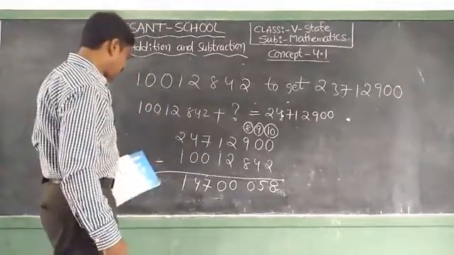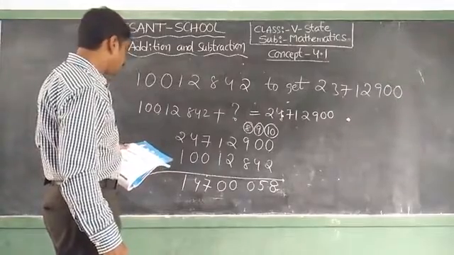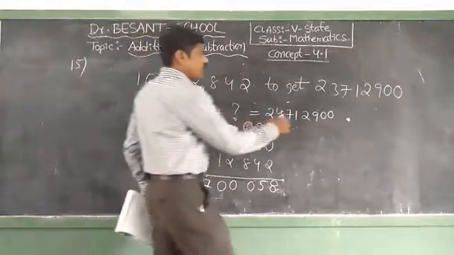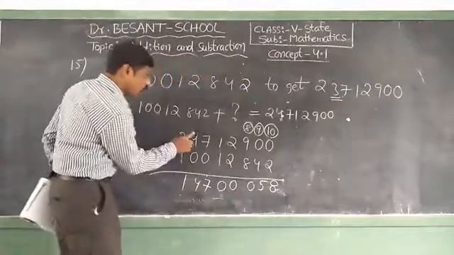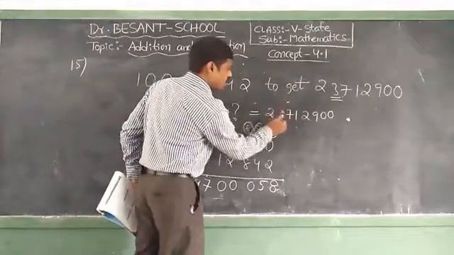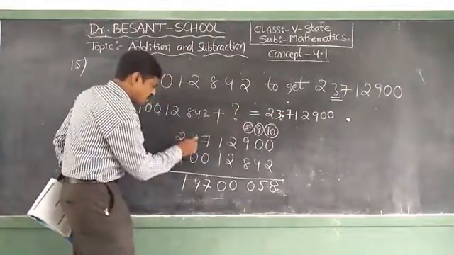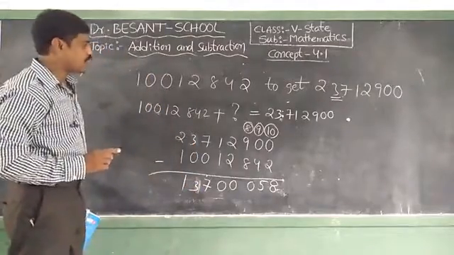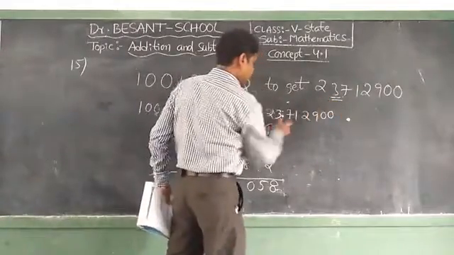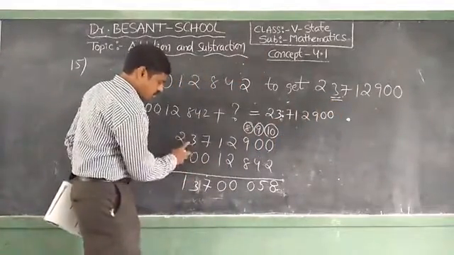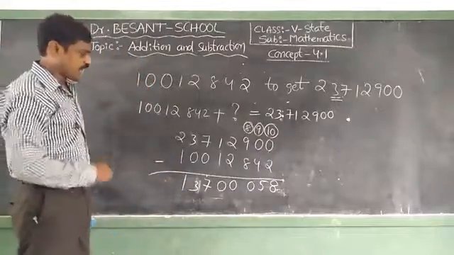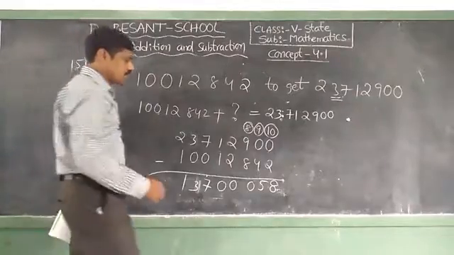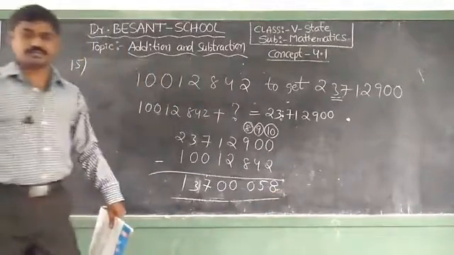Sorry, here it is 2 3 7, not 2 4 7, it was written wrong. This is 2 3 7, here also 2 3 7, then it will become 1 3 7. Observe here, 3 minus 0 is 3 only. Okay children, just a little bit of correction I made, you have to observe. Then this is the answer. I hope you understood very well. Note down, children.